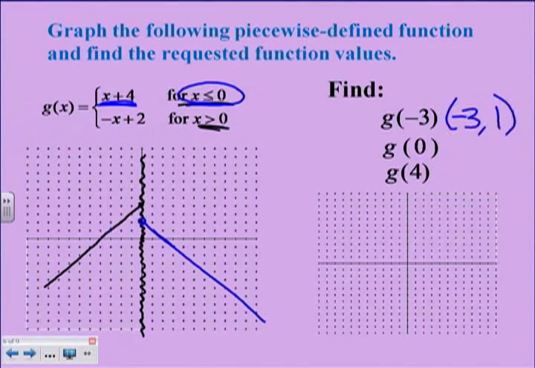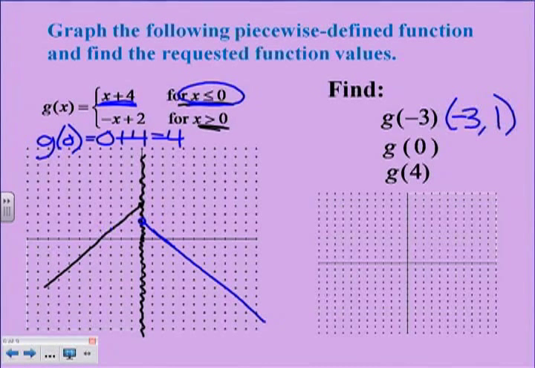Now, for g of 0, momentarily, x is 0. So the question is, do I put it into the top piece or the bottom piece? Well, be careful on these boundaries, and 0 is my boundary here. Make sure that you get the one that includes the equality. So we would be using this top one, so it would be 0 plus 4, which is 4. Now that means that the point 0, 4 should be on this function.